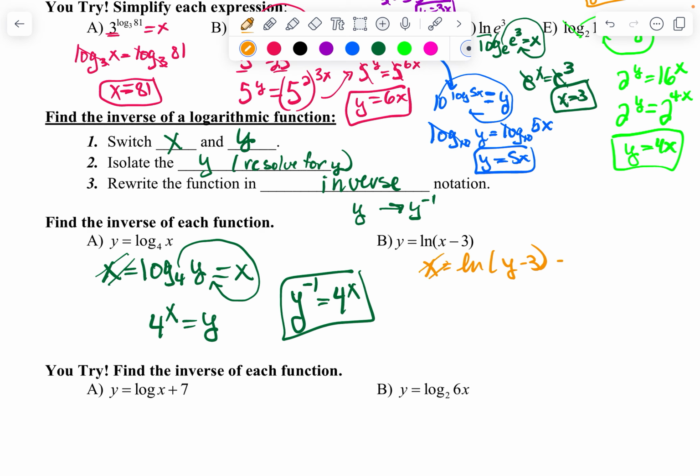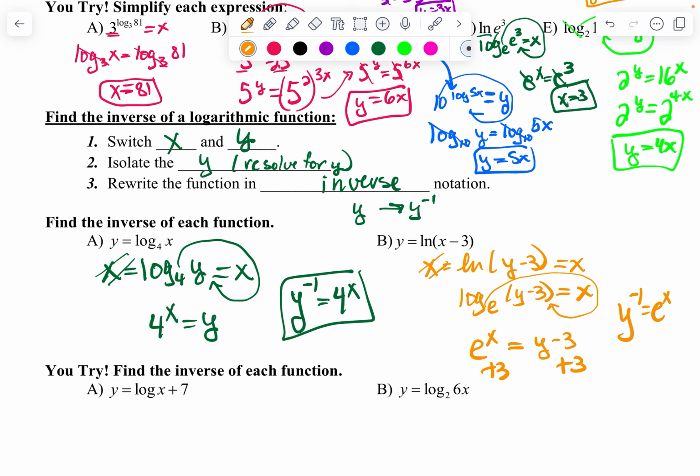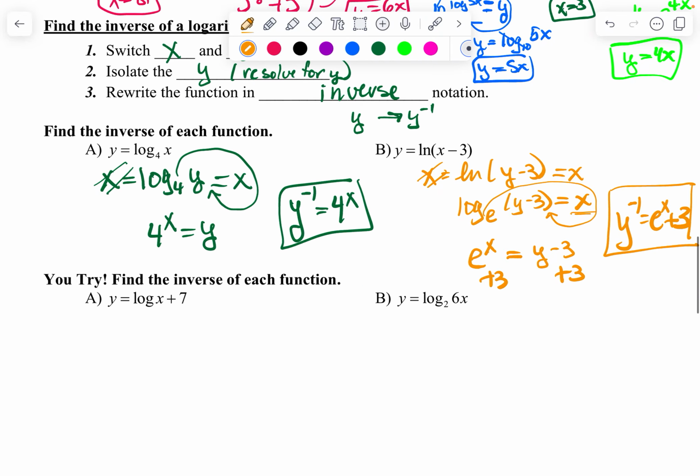I don't like the x on this side, so I'm going to put it over here. I'm going to rewrite this as log base e, so I can see what I'm actually turning into the exponential. So I have e to the x equals, and then I have the y minus 3. I don't need the parentheses any longer because it's not part of that function. Now I can add 3 to both sides. So I get y raised to the negative 1 equals e to the x plus 3. The 3 is big. It is not part of the exponent. Okay? That only happens if it's over here and it gets raised to the power. So now you guys try, and you can click on the next video to get these answers.